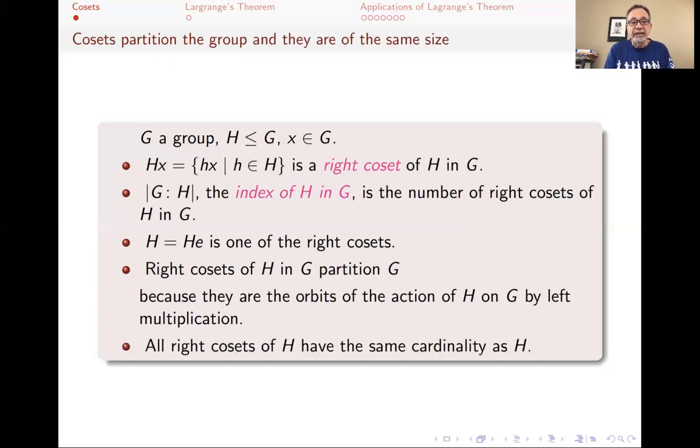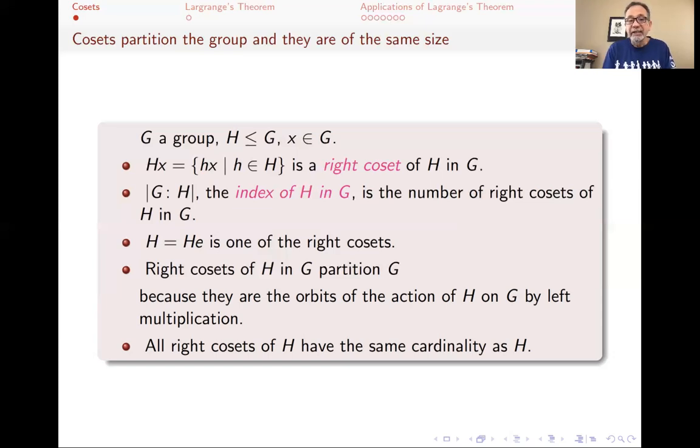Moreover, we showed in the last lecture that all right cosets have the same cardinality as H. If H happens to be finite, they're all finite, the same size as H, but in general, they have the same cardinality. There's a one-to-one onto map, a bijection between any two right cosets. These are all the things that we saw in the previous lecture.